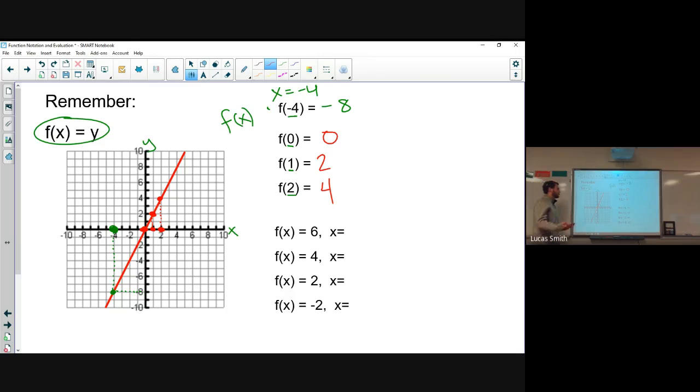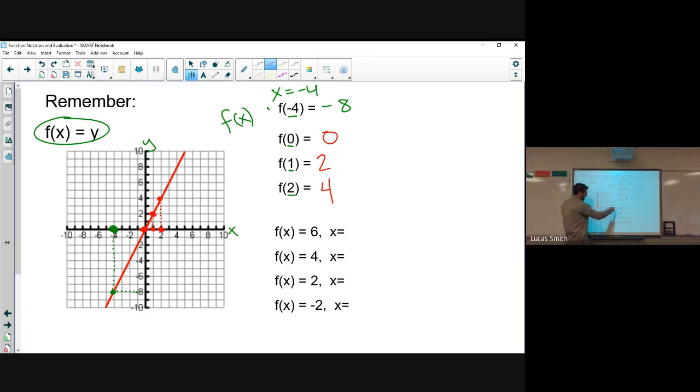Okay, so hopefully you kind of see the process I'm going through. I'm asking, what's the x value that it's giving me? I'm going to that x value, and I'm trying to see which y value my line is at when I'm at this x value.